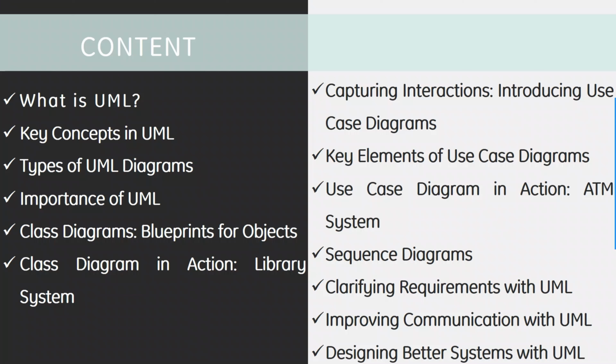Firstly, we'll be discussing what is UML, the key concepts of UML, types of UML diagrams, importance of UML, class diagrams, which is blueprint for objects, class diagram in action, which is library system. Then we'll be discussing capturing interaction, introducing use case diagrams, key elements of use case diagrams in action, which is ATM systems. Then we are going to talk about sequence diagrams, then clarifying requirements with UML, improving communication with UML, and designing better systems with UML.